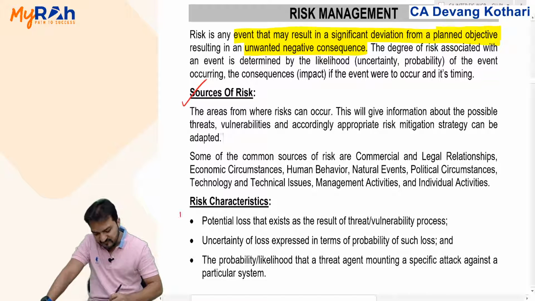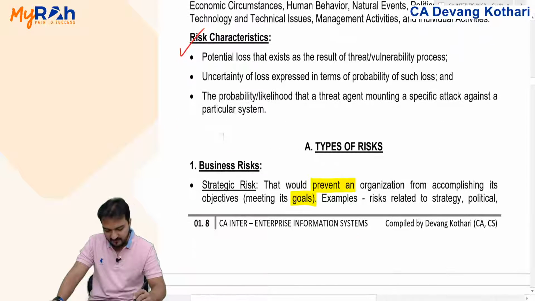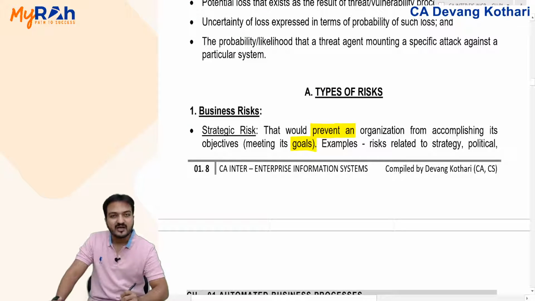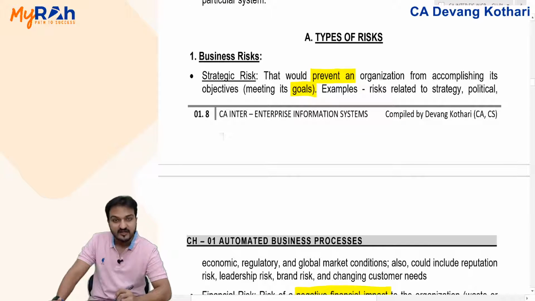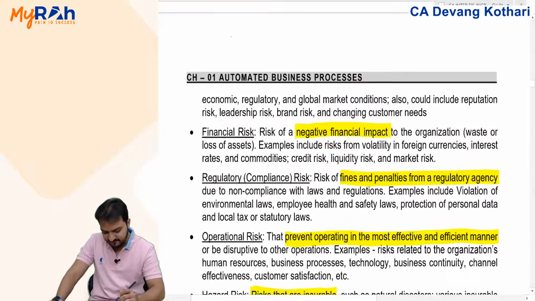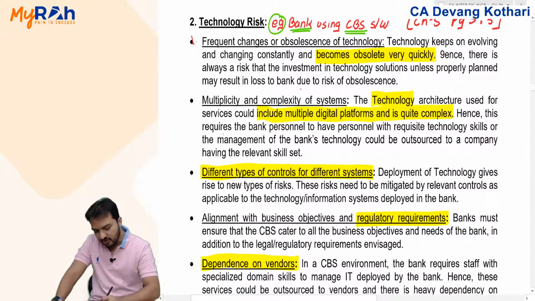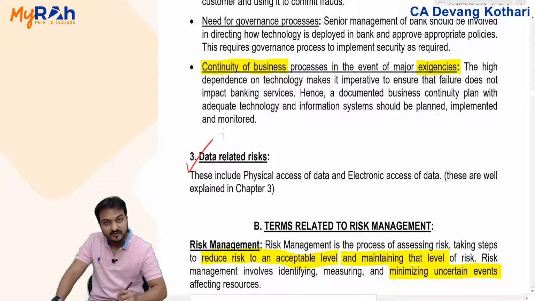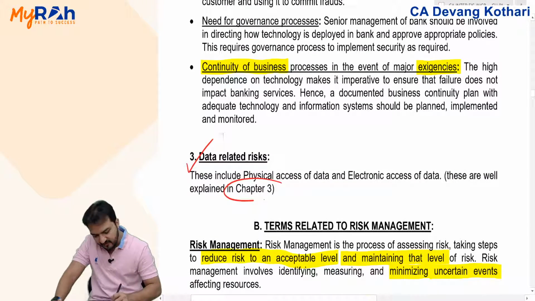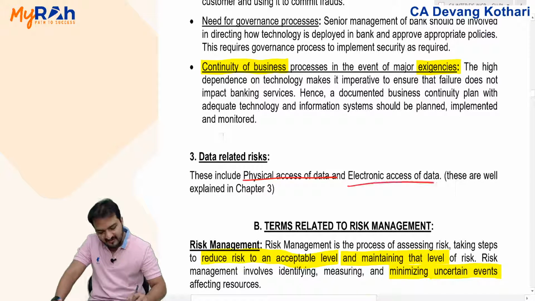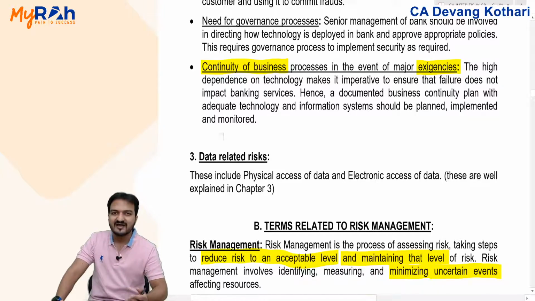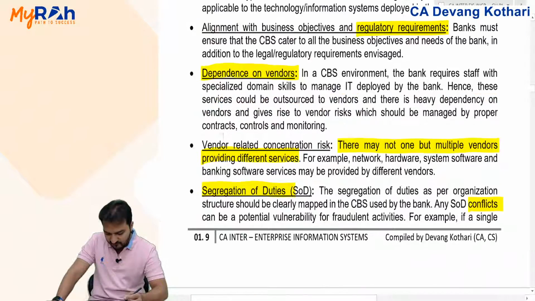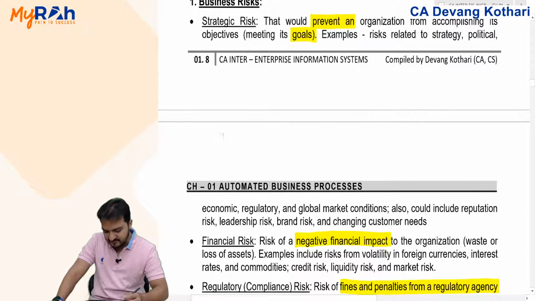Next, under that, sources of risk. Where can risk come from? Take a risk characteristics, that you will read. We'll discuss mainly the types of risk. Types of risk is discussed under three things here: business risk, then you have technology risk, and third you have data related risk. Data related risk we have done in chapter 3, that is risk of physical access to data and risk of logical access to data. Right now we go for the other two things, that is business risk and technology risk.